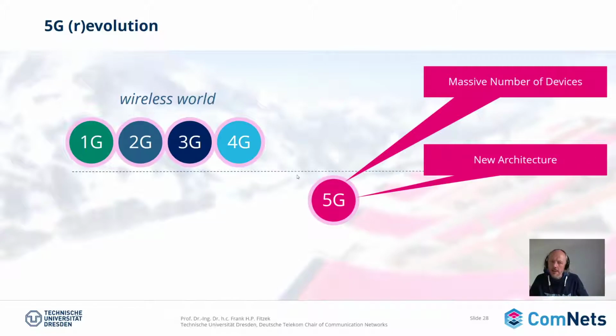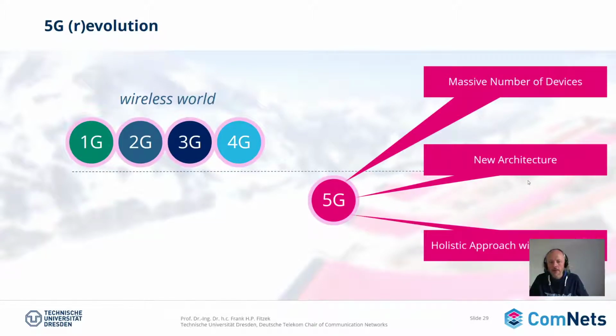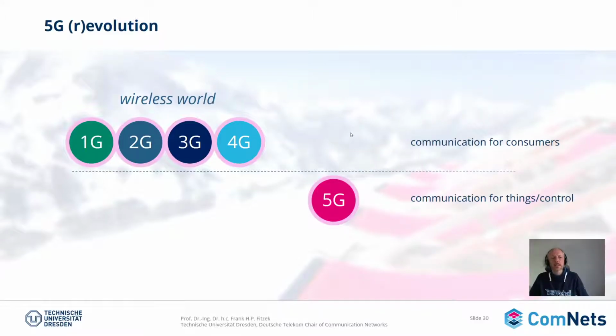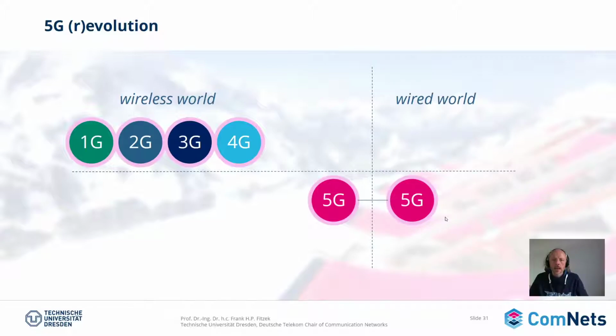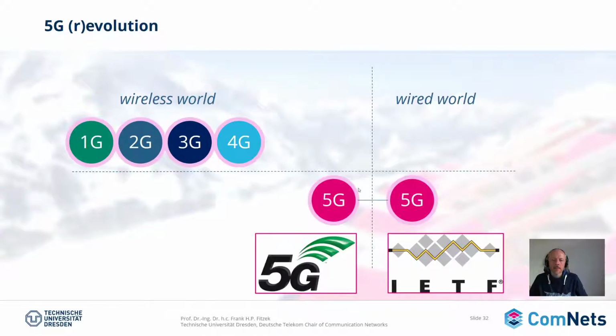It will have a new architecture. Here we have more or less same architectures, but here something will happen. And you also will see that this is not just an extension, a mobile or wireless extension to the core network. There's more. We call it a holistic approach with the wired world. Good. And this is the difference, really. The previous 4 generations are communication for consumers, and now we have communication for things and control. As you've seen before, there will be also a link to the wired world, while the others are just connected to the internet.